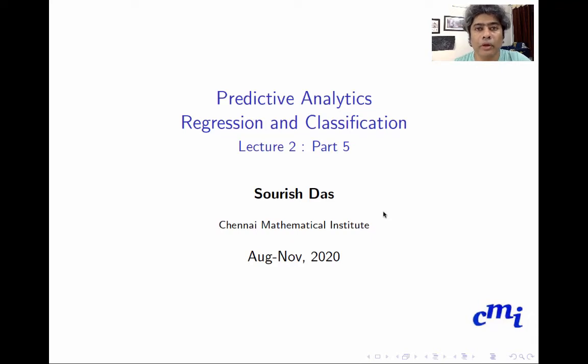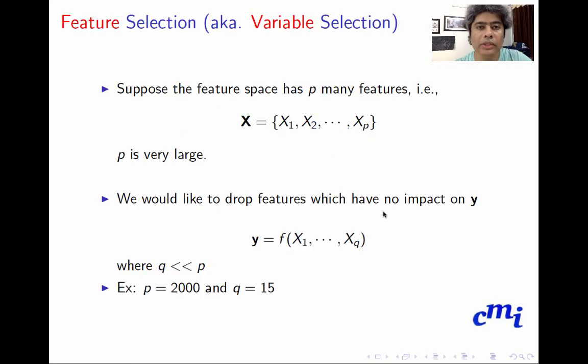Welcome back to part 5, the last part of lecture 2. In this part, we will talk about feature selection, also known as variable selection.